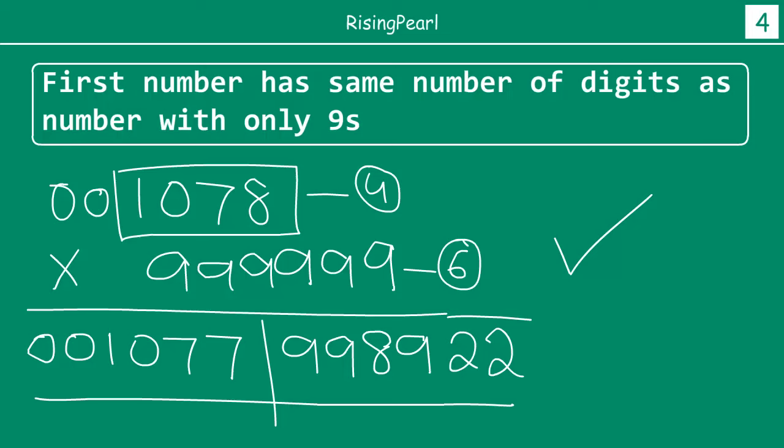In the next video, we are going to look at the last and final scenario, which is when we have more digits in the random number than digits in the nines, and how do we solve it then?